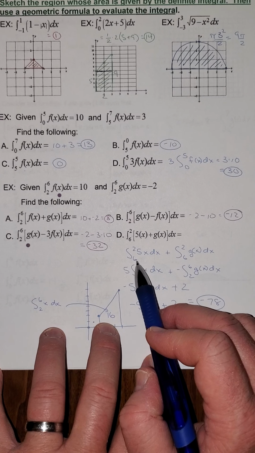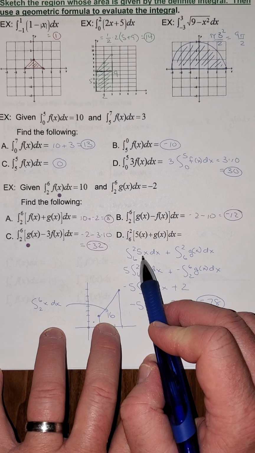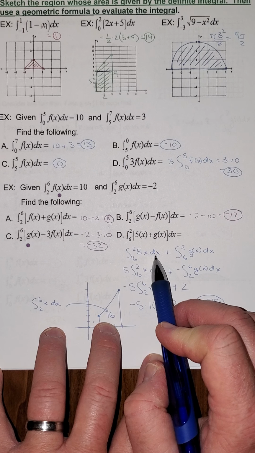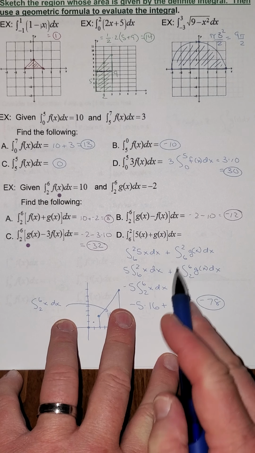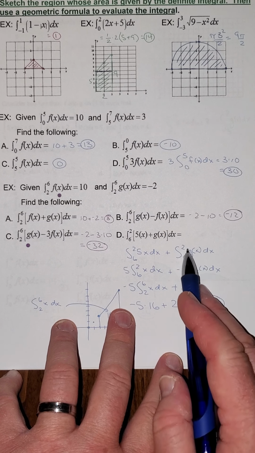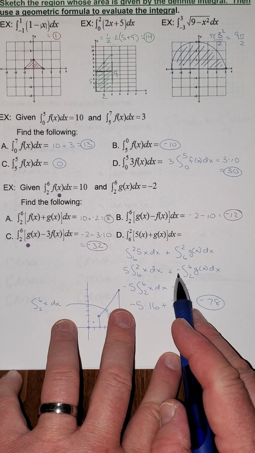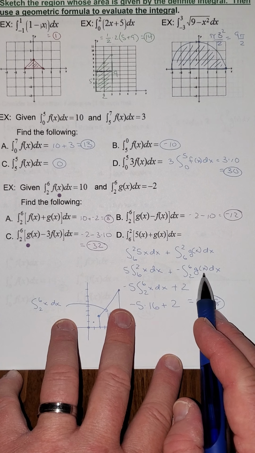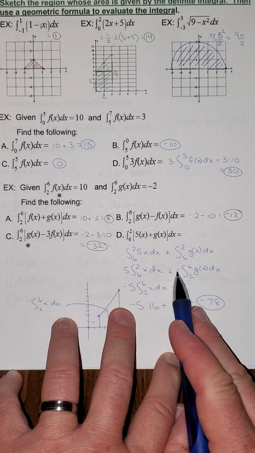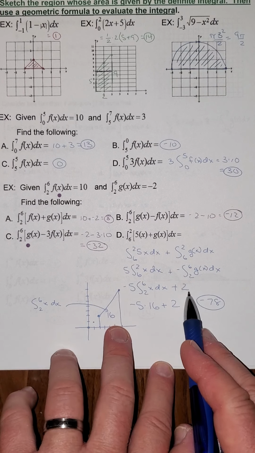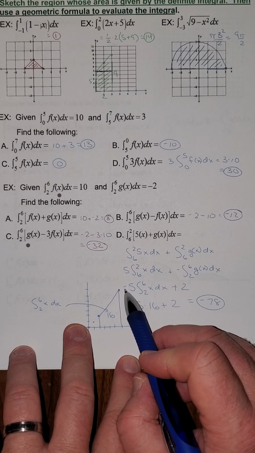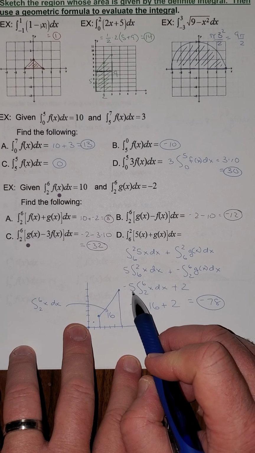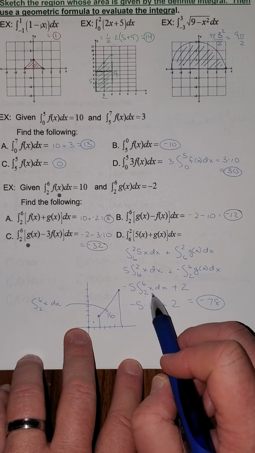Well, that's the integral from 6 to 2 of 5x dx plus the integral from 6 to 2 of g of x dx. Now this one over here is easy to do. You just change the limits of integration so it's negative the integral from 2 to 6 of g of x dx, and I already know that's negative 2, so it's the opposite of negative 2. That's going to be 2. Now out here, if I change the limits of integration, it's going to be negative 5 times the integral from 2 to 6 of x dx.